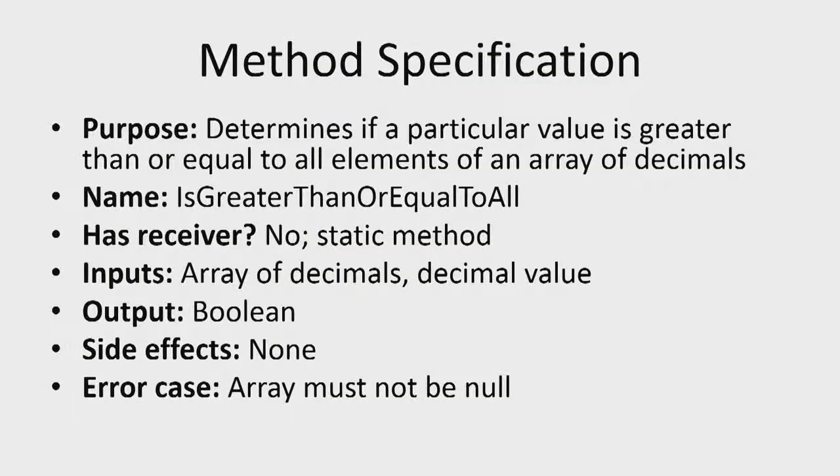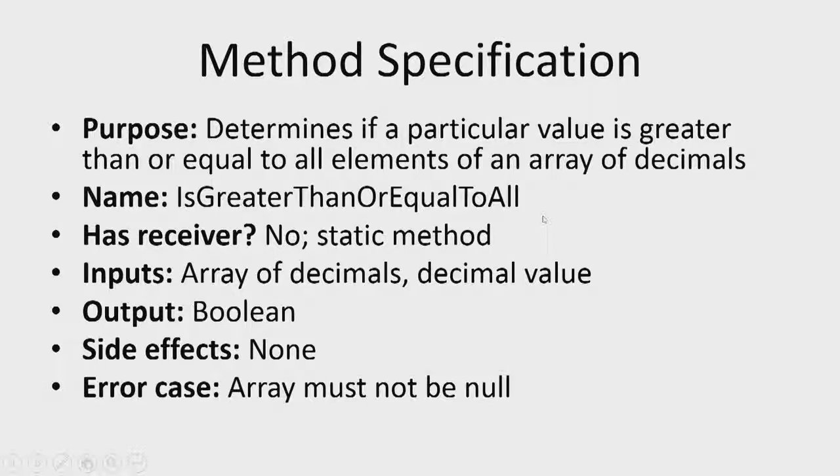We said that we had two conditions. We wanted to have the condition, does this array contain the element that we are returning for the maximum? And also, is this element greater than or equal to every element that is in this array? Right? So that seems like something we could also write a method for. So let's write a specification. Well, what's our purpose? We want to have a method that determines if a particular value is greater than or equal to all of the elements of an array of decimals. We'll call it isGreaterThanOrEqualToAll.